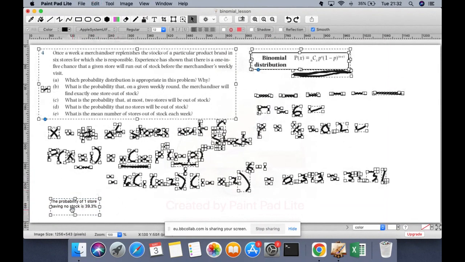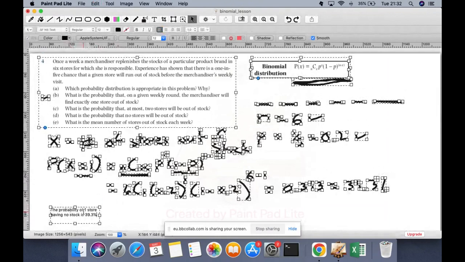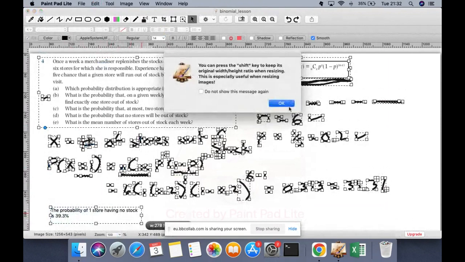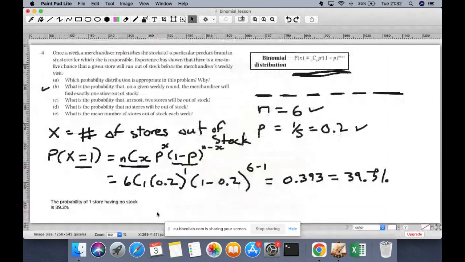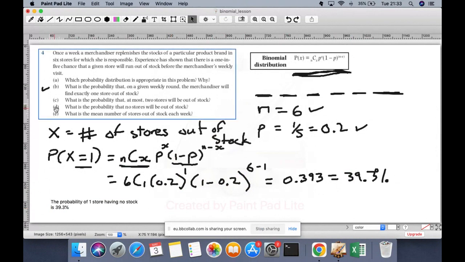Let me make this a bit larger. That should be fine. That's your statement, and that's how you'd answer the question. Do the working, substitute the values into the equation, get a probability, and then provide a statement to conclude. All right, so that's how you do B.